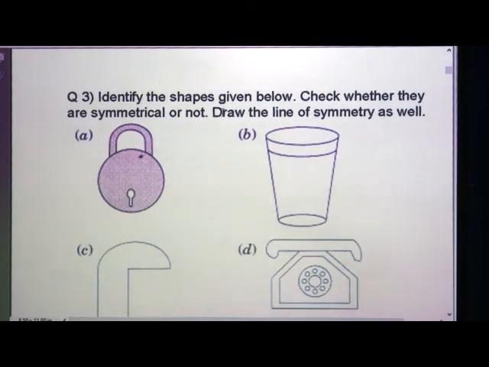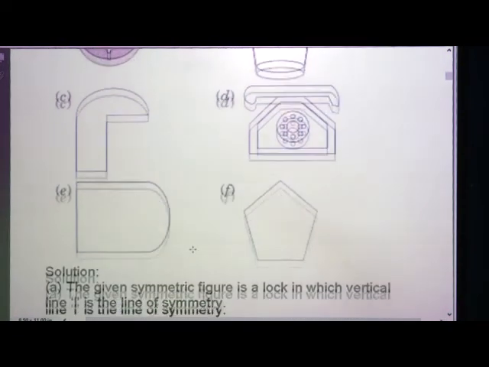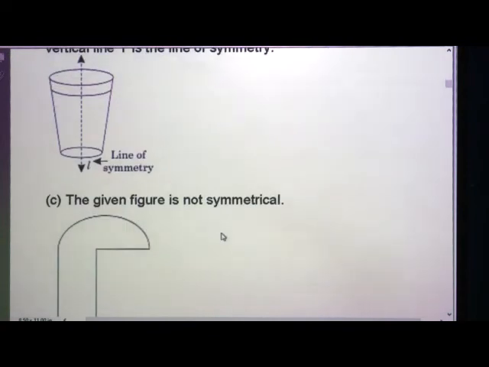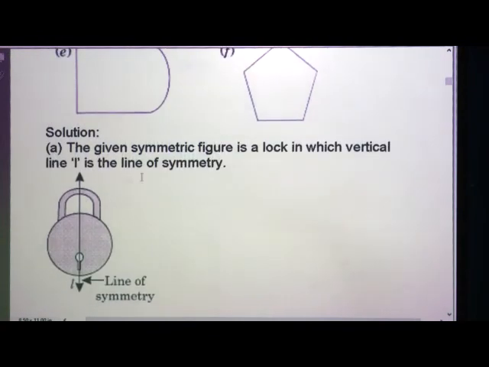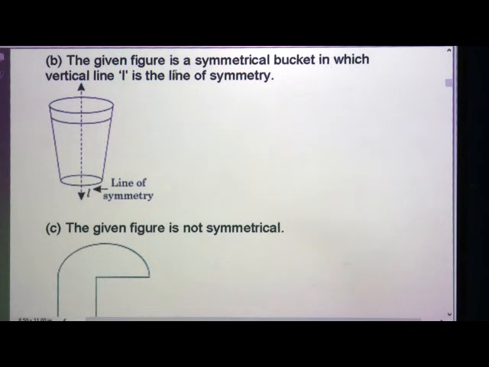Next, identify the shapes given below. Check whether they are symmetrical or not. Draw the line of symmetry. So, a few figures are given, and we need to draw the line of symmetry. See here, for this lock, we have the line of symmetry exactly in the middle. So both sides become identical. Now, for the second one, for this bucket, we have the line of symmetry L here.